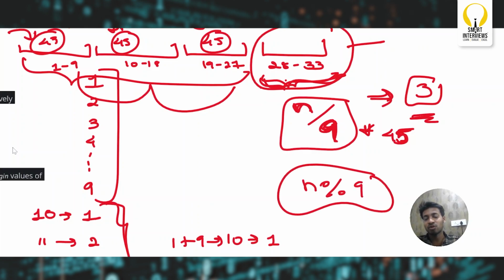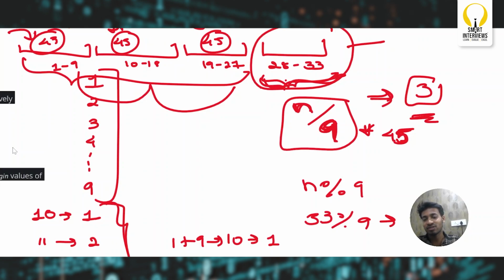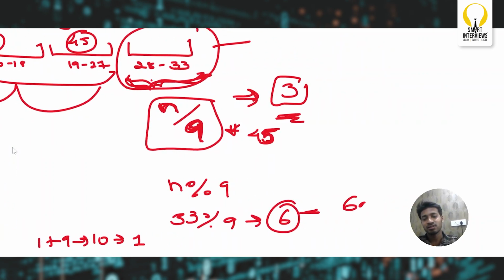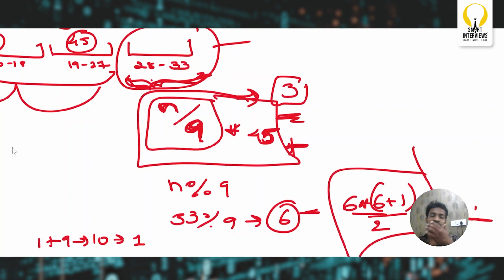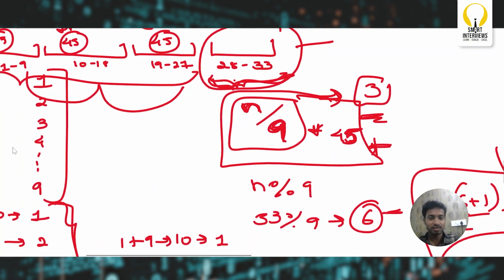If you do n mod 9, what is 33 mod 9? 33 mod 9 is obviously 6. So for the 6 that is left, you can simply do 6 into 6 plus 1 by 2, which is the sum of the first 6 natural numbers. Whatever value you get, add it to the value you got from here. So this plus this is your answer. Now let's go for writing the code for the same.